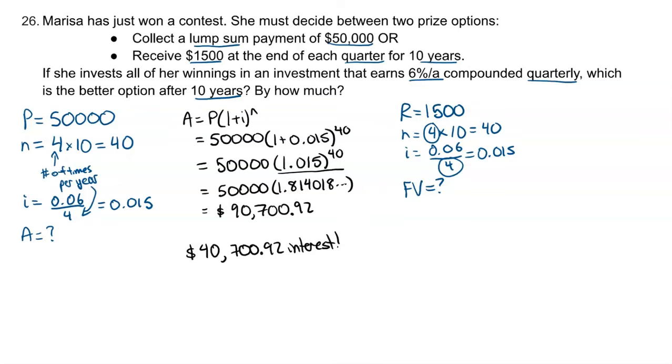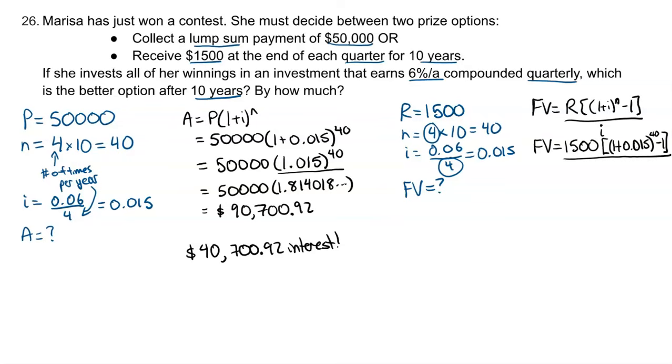And we're trying to figure out what that future value is. You could call that an A again, but I call that FV for future value just to distinguish it between a one-time investment like we had on the left. So the equation we're going to use is the equation right there. Future value is the regular payment times 1 plus I to the N minus 1 all over I. So we go ahead and we sub those numbers in, $1,500 for the R value, and then 1 plus 0.015 to the power of 40. Then we have to subtract 1 before we multiply that by 1,500. And then we divide that by 0.015.